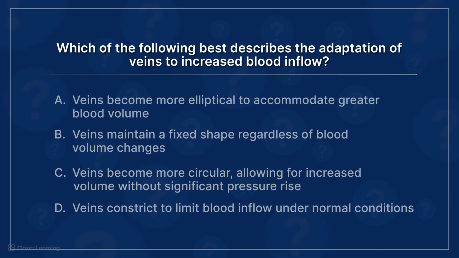Which of the following best describes the adaptation of veins to increased blood inflow? A. Veins become more elliptical to accommodate greater blood volume. B. Veins maintain a fixed shape regardless of blood volume changes. C. Veins become more circular, allowing for increased volume without significant pressure rise. D. Veins constrict to limit blood inflow under normal conditions. Take a second to figure it out on your own.